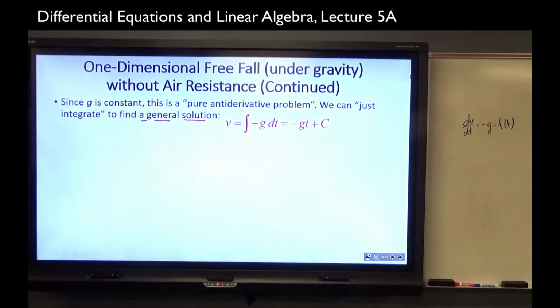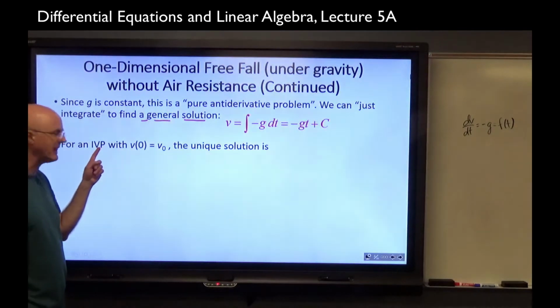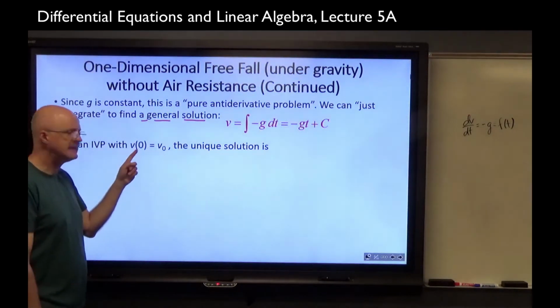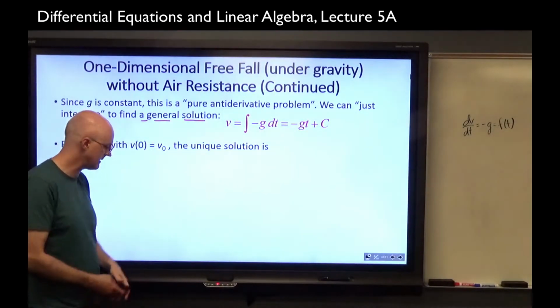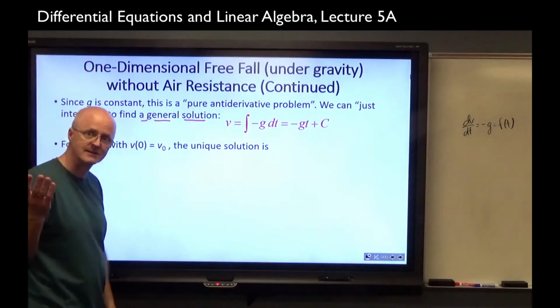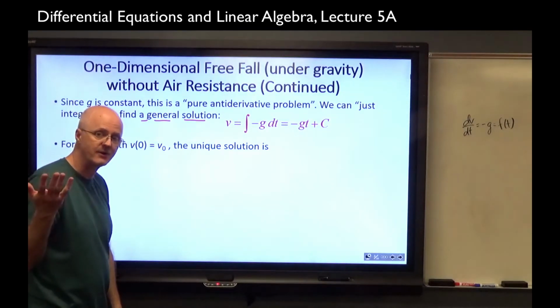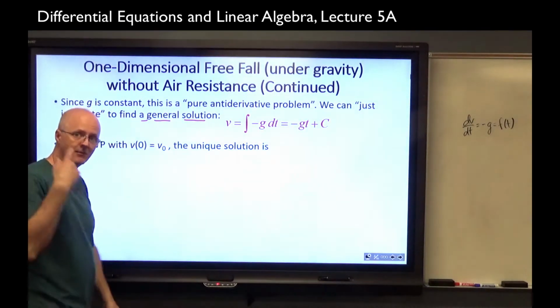I'm going to change my perspective here, and now imagine what I call an IVP, or initial value problem, with initial velocity v of 0 equal to some specific number v sub 0. That's another subtle point here. Sometimes our constants are arbitrary. Sometimes our constants are imagined to be specific.